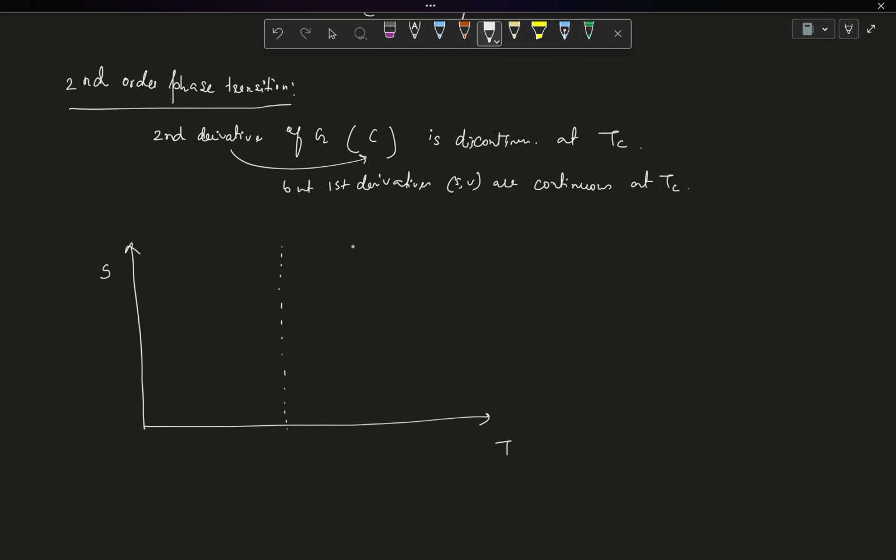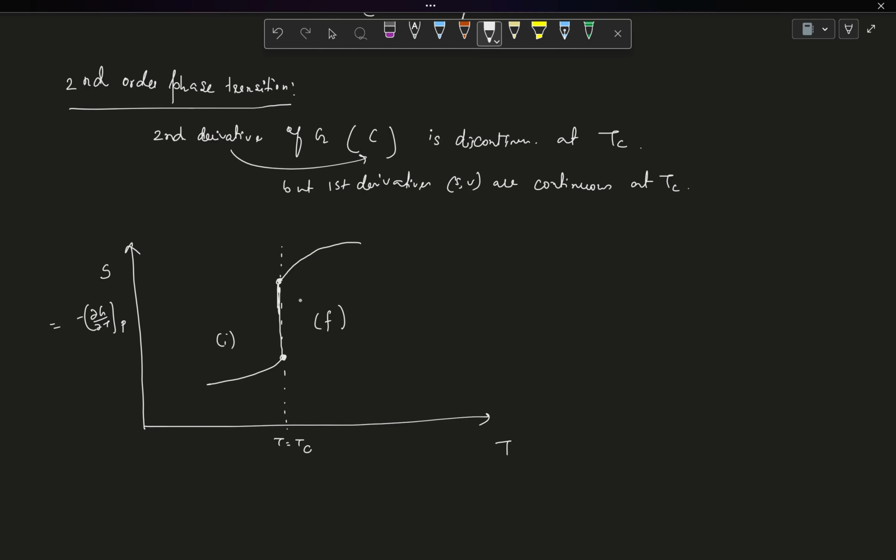So this will look like this thing. This is, let's say, the initial state, and this is, let's say, the final state. And this entropy is simply minus del G del T at P constant. And this is the phase transition point, which is at T equal to Tc.